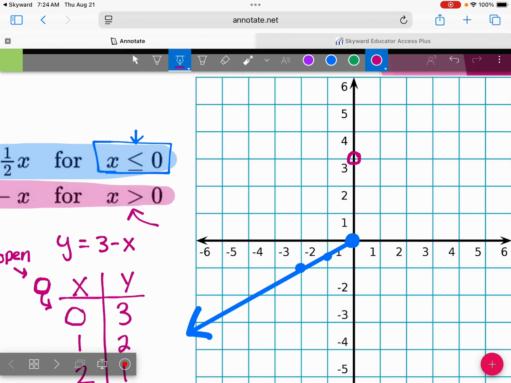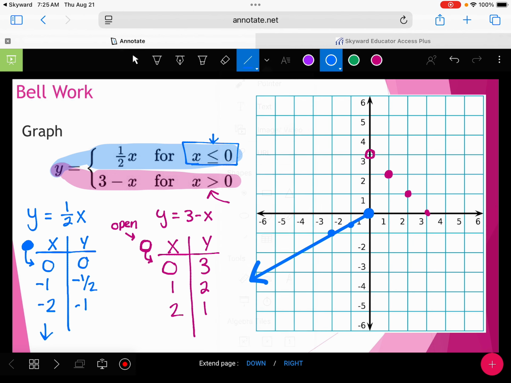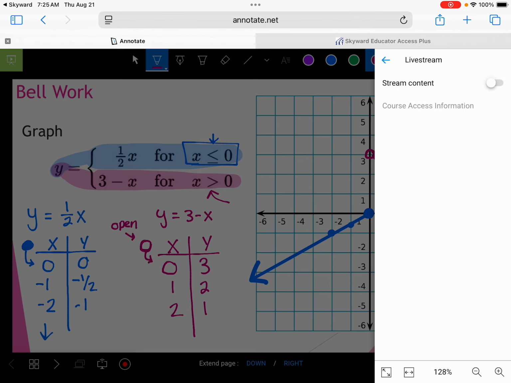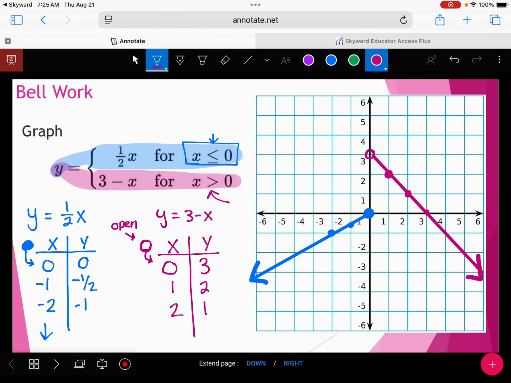Because I'm just going to make those pop in here. Because the other piece, our pink piece, should look, it would stop freezing, there we go, should look like that. So it should look like that. Questions on that?